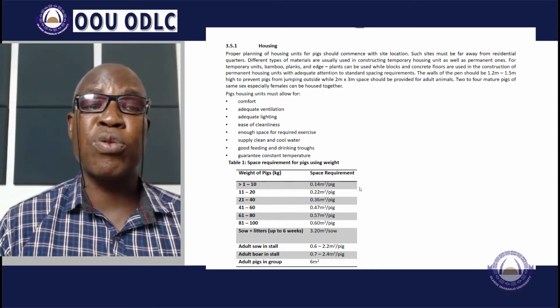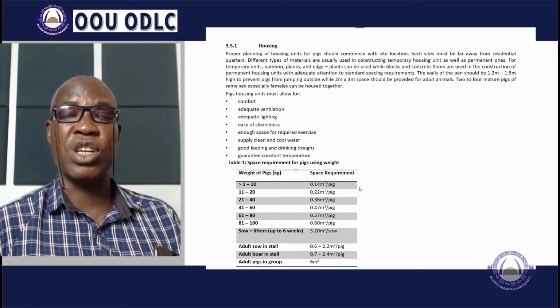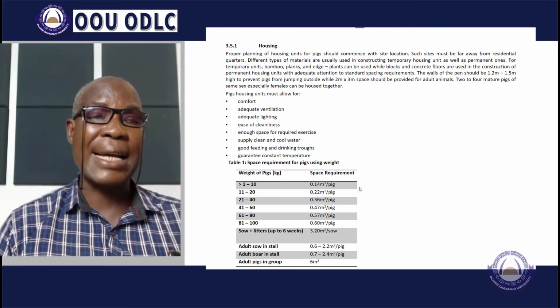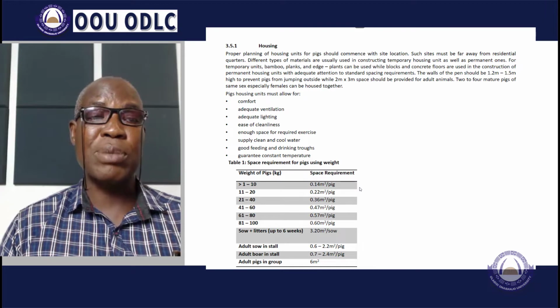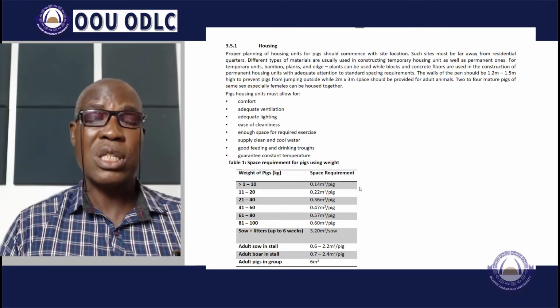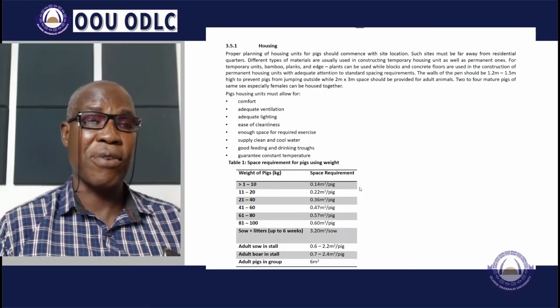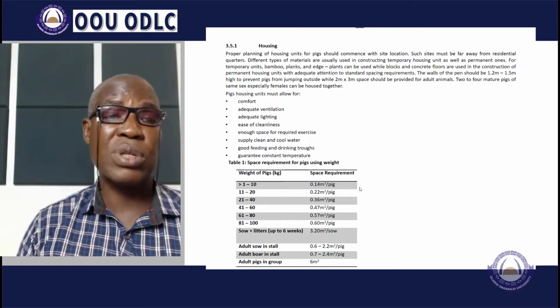Such a housing unit must provide comfort for the animals. It must provide adequate ventilation. It must provide lighting. That is, there must be light. There is no way the pens should be dark, because the animals also require some sunlight for some of their physiological processes.